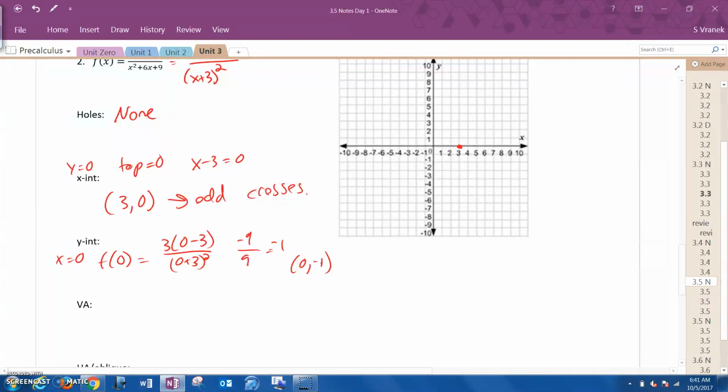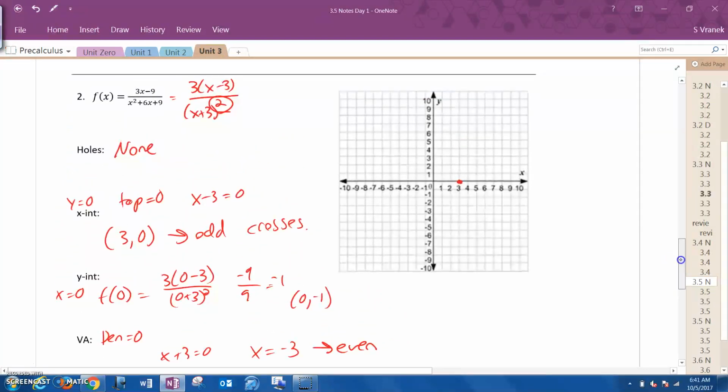Now for vertical asymptotes, we want to see when the denominator is equal to 0. So again, x plus 3 equals 0. We get the vertical asymptote of x equals negative 3. However, this is even because it's squared up there. We'll see what that means when we get there, but we did talk about that.